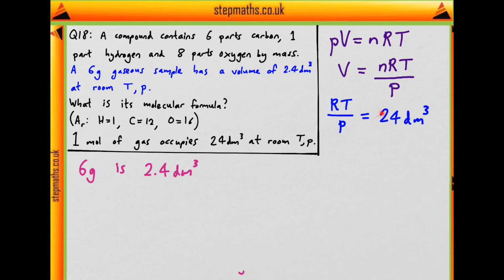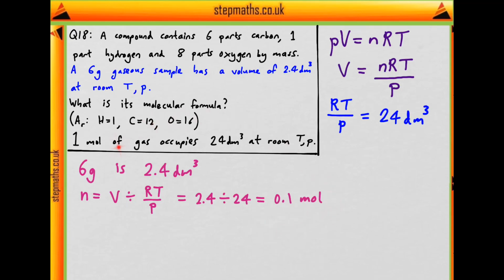Well, we could use what we have already to work out how many moles this is. How do we do this? So we have the volume, and we know what RT over P is, so we can work out n by rearranging the equation like so. So we have V divided by RT over P, and putting the numbers in gives 2.4 decimeters cubed divided by 24 decimeters cubed, which comes out as 0.1 moles.